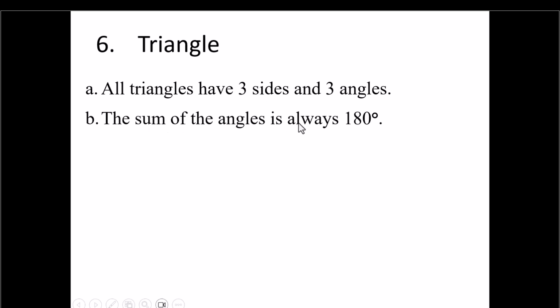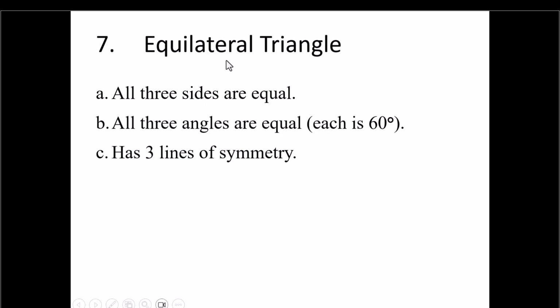Then the sum of angles in a triangle is always 180 degrees. So this is a general property of a triangle. Then we have other types of triangles, like the equilateral triangle. All three sides are equal. All three angles are equal. It has three lines of symmetry.